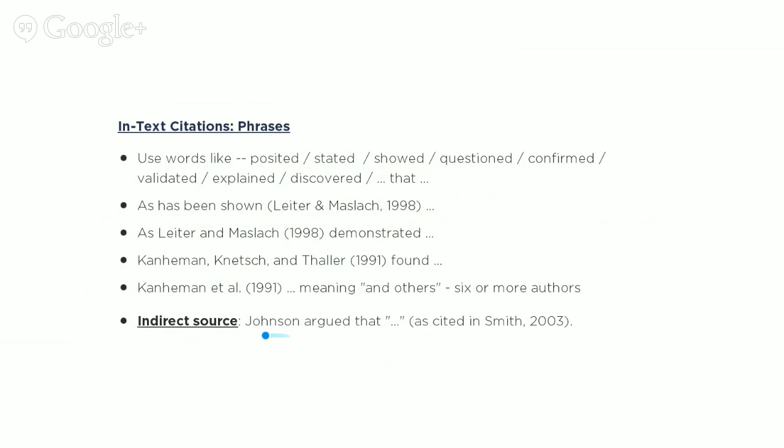So what you do is the following. So Johnson argued that, and then whatever the citation is, in parentheses, as cited in Smith, publication 2003. And this is the reference from the bibliography in your bibliography. So primary source, Johnson. Secondary source, Smith, 2003.